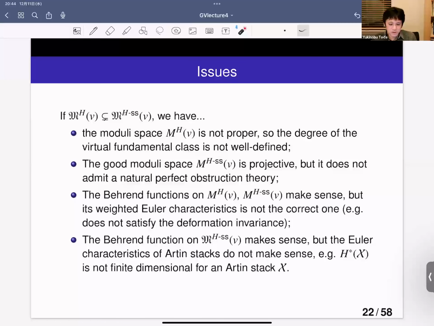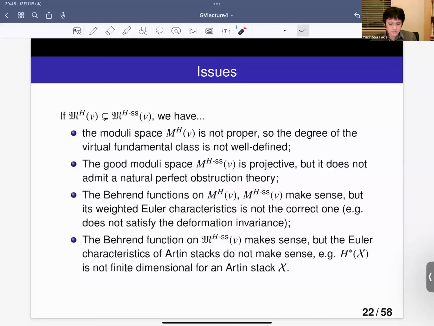So it does not admit a natural perfect obstruction theory. So then we can also consider another way using Behrend functions. The Behrend function may make sense, and we can try to integrate the Behrend function. However, there are examples that it is not the correct one. That is, by defining these invariants, we want them to be invariant under deformations of complex structures. But the integration of the Behrend functions over these moduli spaces does not behave well. This is basically because this is not necessarily given by a critical locus.